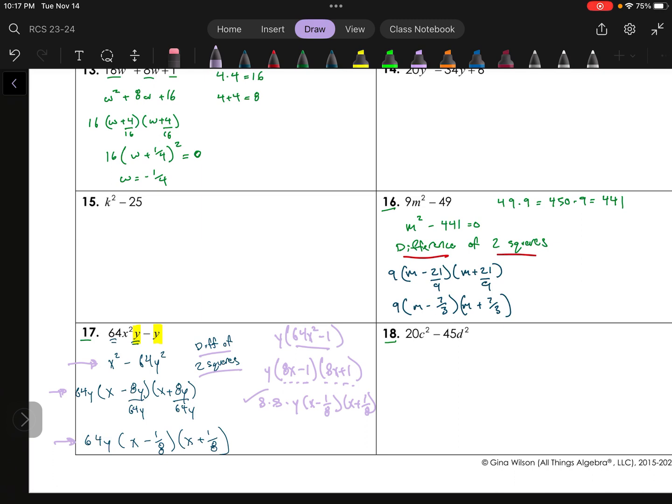Okay, so again, here we've got this 20c squared minus 45d squared. So the thing we're going to do here, right, is we're going to get rid of this 20. We're going to rewrite this as c squared minus, now I need to do 20 times 45. I'll do that in my head. That's going to be 2 times 450, which is 900. So I'm going to have 900d squared. And so again, what we have going on here is a difference of 2 squares.